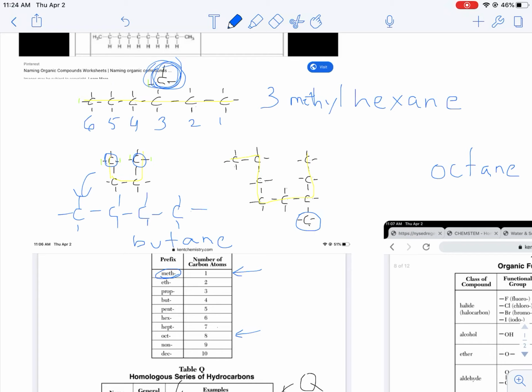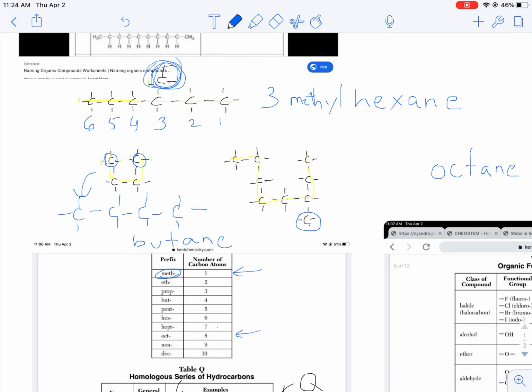That's my main chain. The nice thing about having an ane ending is you don't need any numbers before the name of the main chain. If you had an ene or an yne, that's where you have to signify where is the double or the triple bond. But we don't have to worry about that.